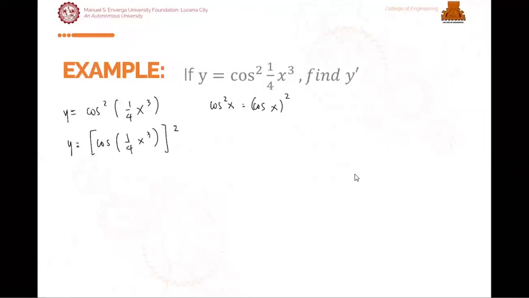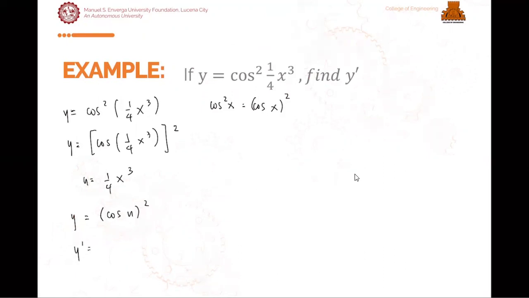Okay? So, going back to sa given natin, so we can let u is equals to 1/4 x cubed. Then, we have now y is equals to cosine of u squared. Okay? So, diba kung comparing this one, mas simpler to kumpara mo dito. So, mas makakapag-focus ko pag-derive nito. Okay?